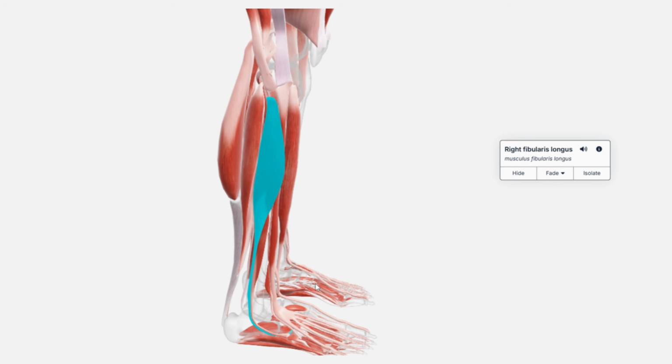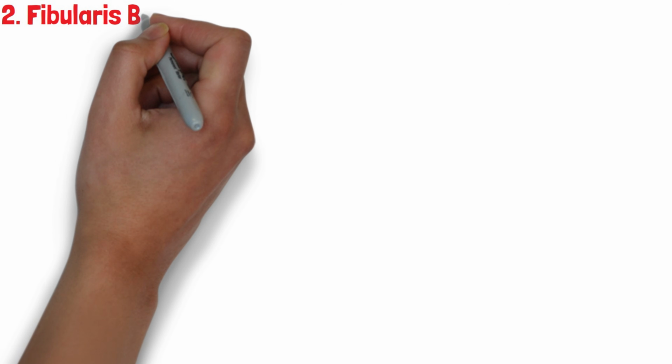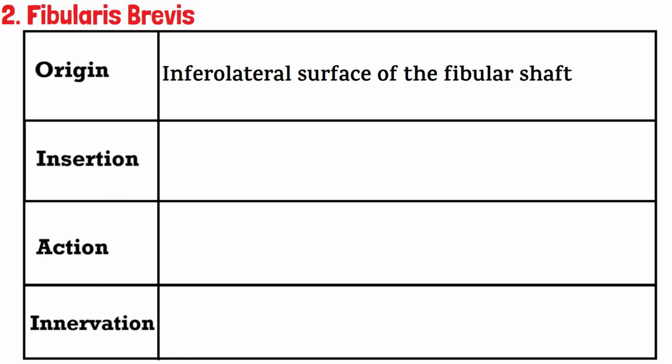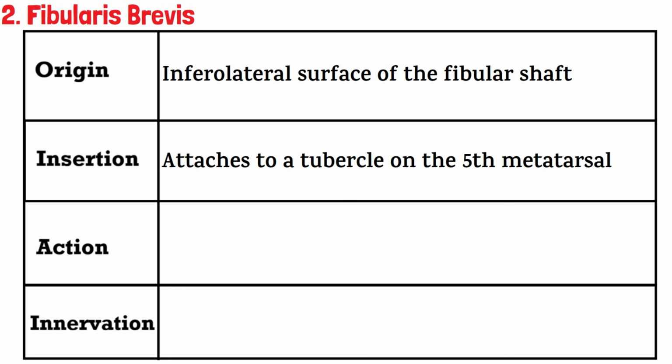Last muscle of this compartment is the fibularis brevis. The muscle originates from the inferolateral surface of the fibular shaft and attaches to a tubercle on the 5th metatarsal. Action of the muscle like the fibularis longus is eversion of the foot, and it is also supplied by the superficial fibular nerve.